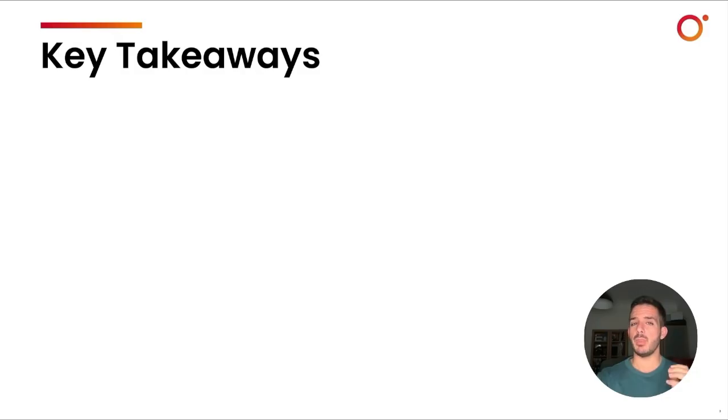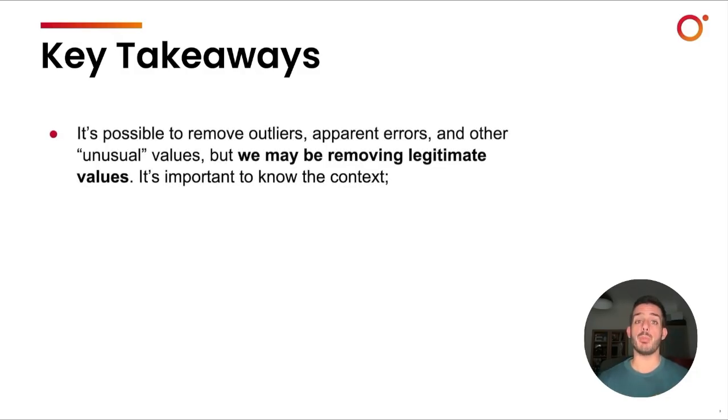What are the main points that we take away from this module? Well, it is possible to remove outliers or errors and other unusual values, but we may be removing legitimate values. This is also a problem when we are doing it with human effort, but still it's a problem with GenAI as well. So it's important to know what is the context. Something that is an outlier in general may not be an outlier for this specific context. So it's also important to keep the context in mind and to know that something may not be an error and that it may belong there.